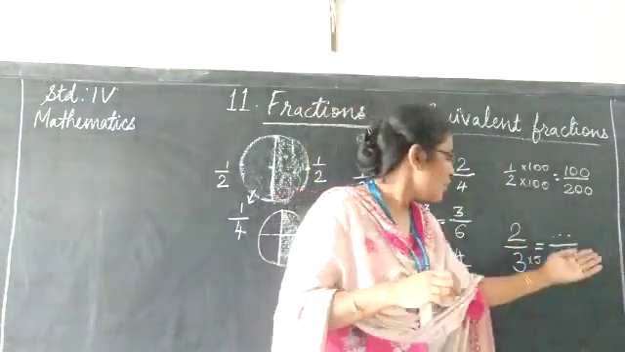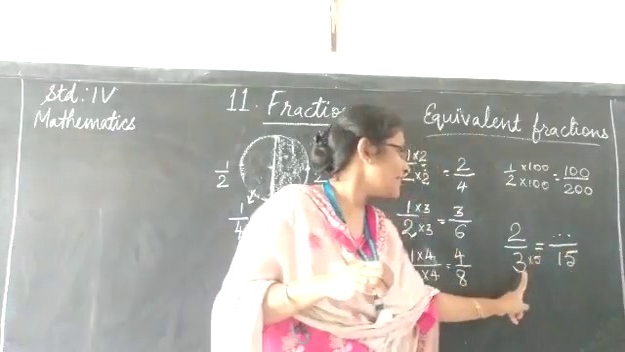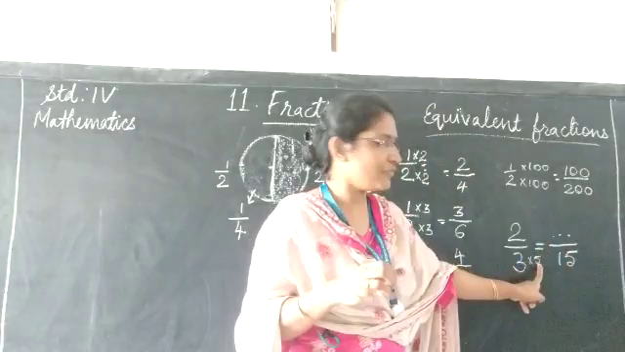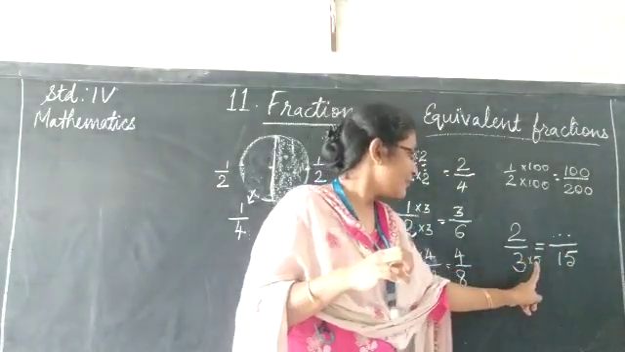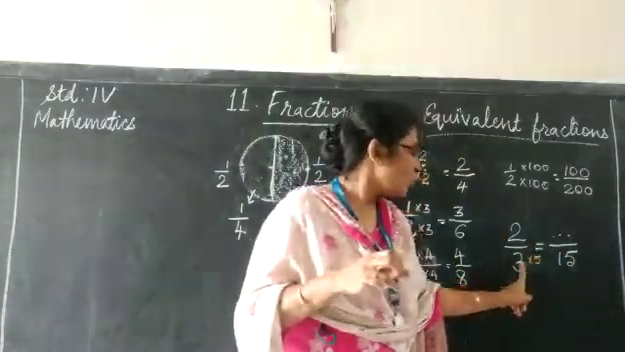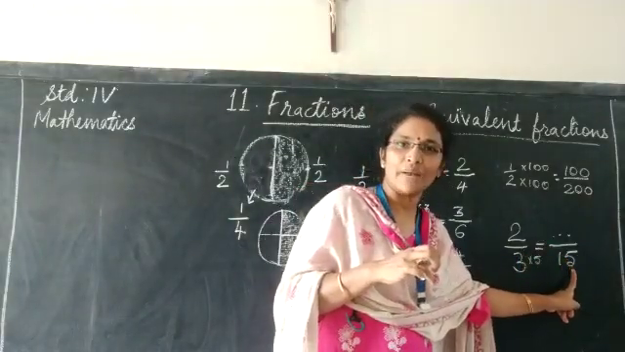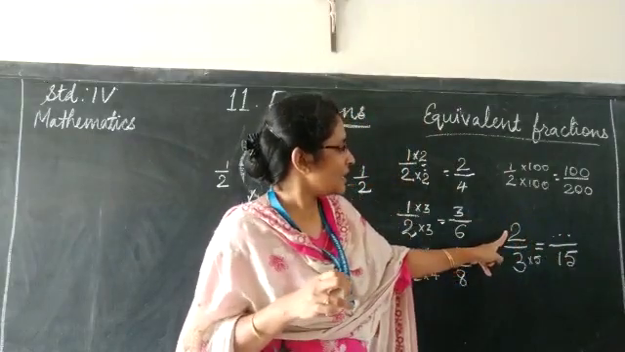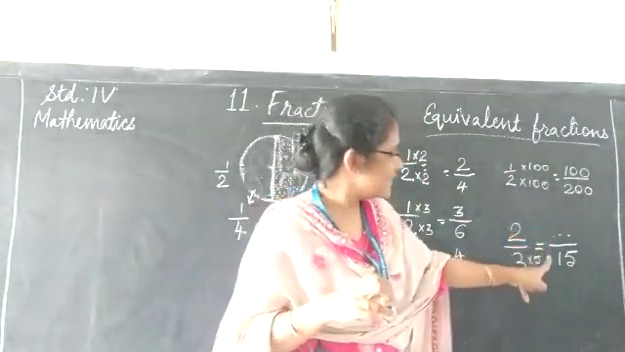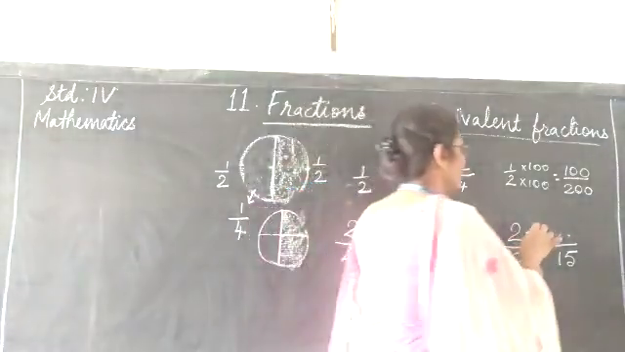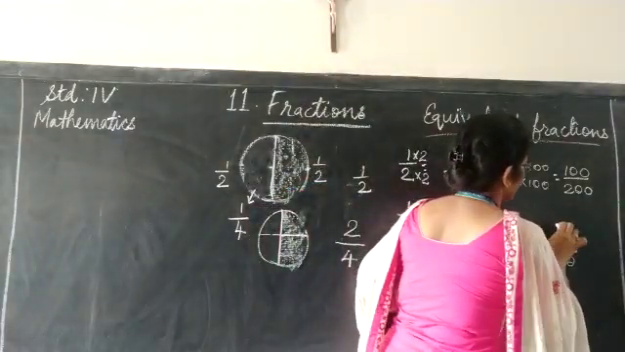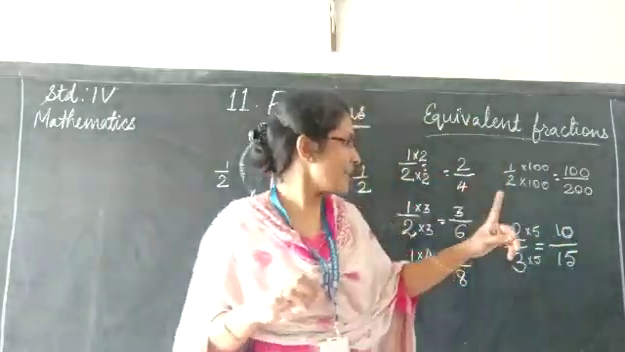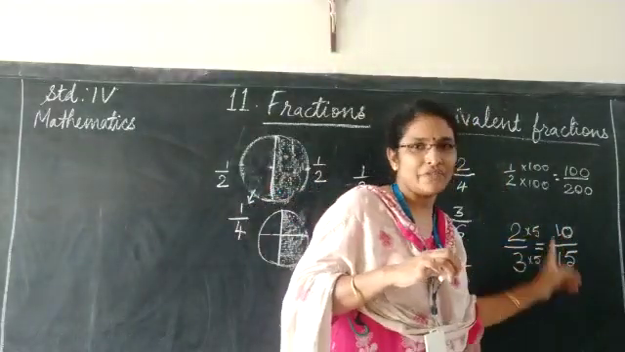Otherwise what we can do? We can divide 15 with the given number. 15 divided by 3, then we will get 5. Means we multiply 5 with 3 to make it 15. Then how can we find out the missing number? We have to multiply the numerator also with the same 5. 2 5's are 10. Now the missing number is 10. We got the answer 10 by 15.